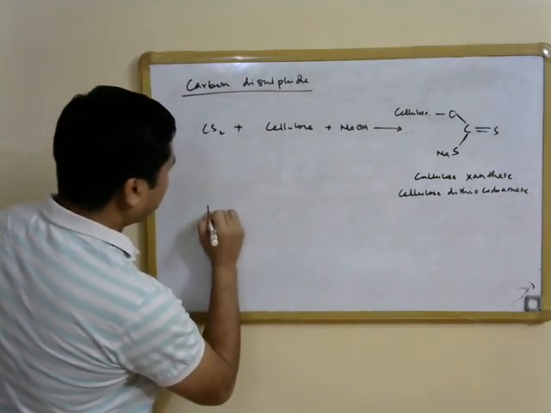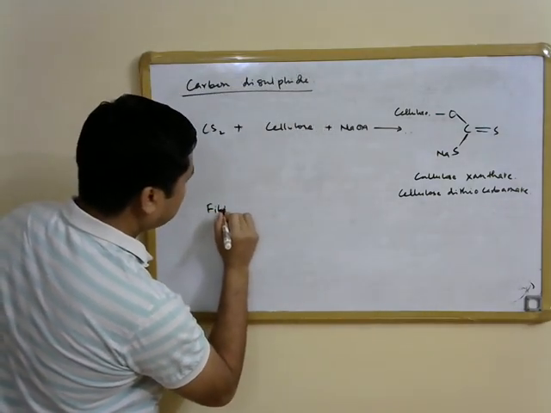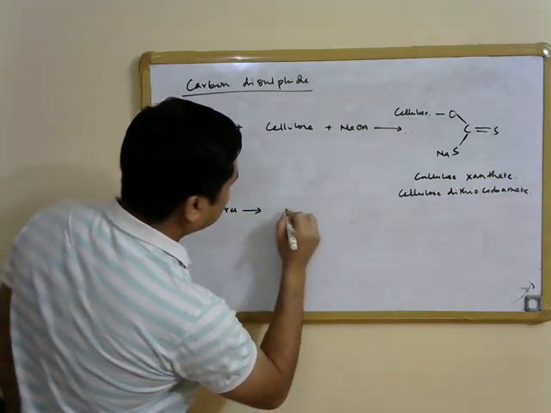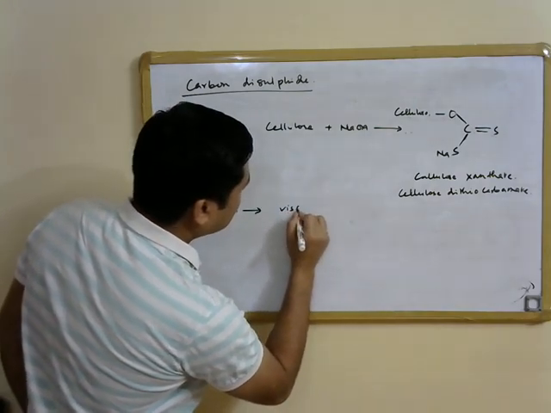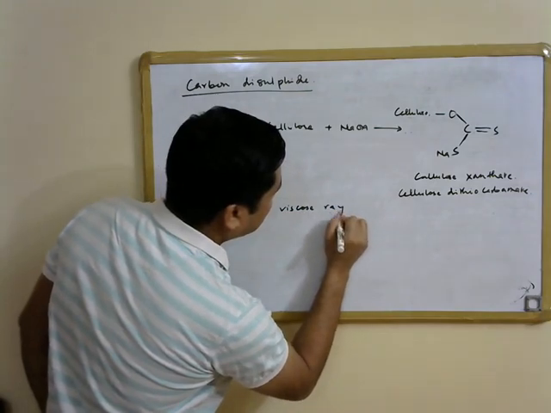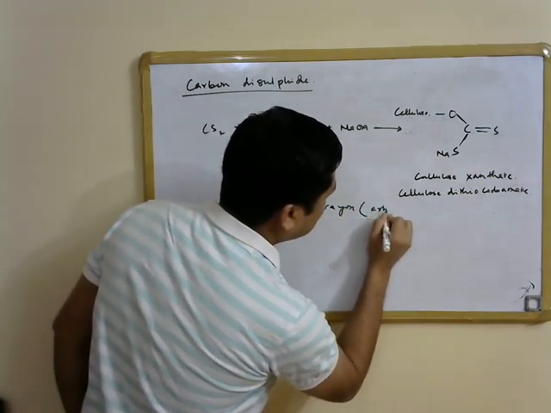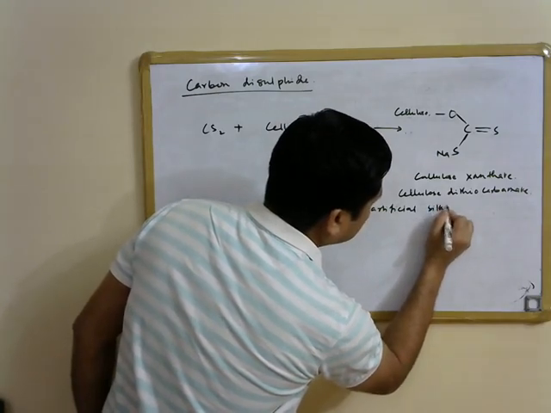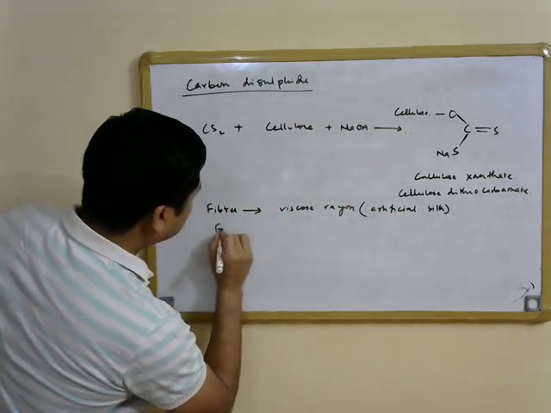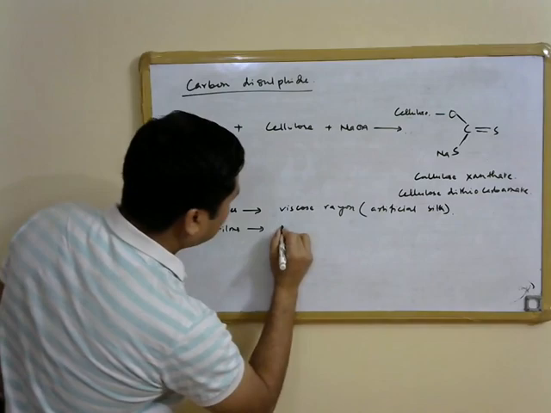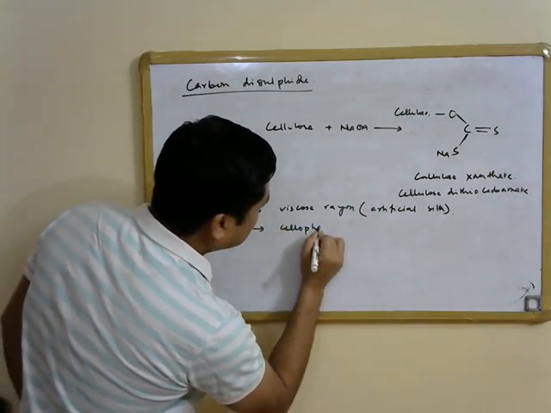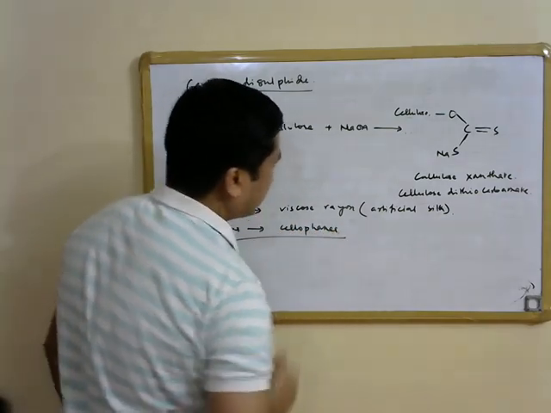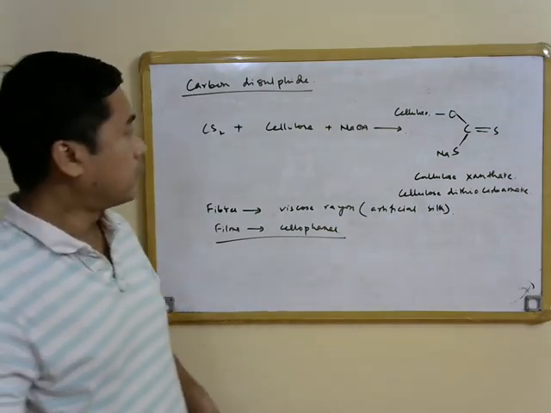So the fibers are essentially viscose rayon, or artificial silk, while the films are known as cellophanes and are again a highly useful material.